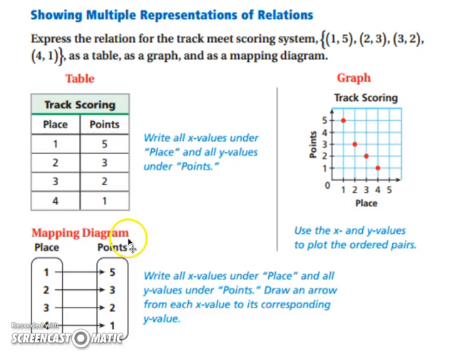And now for the mapping diagram. A mapping diagram is very similar to a table, only it uses arrows to show which points go with what. So you have 1 goes with the 5. Your x values are in the first one, your y values are in the second, or domain and range, and the arrow will show how they are connected, or which numbers they are connected to. So the 2 and the 3 are connected to each other.